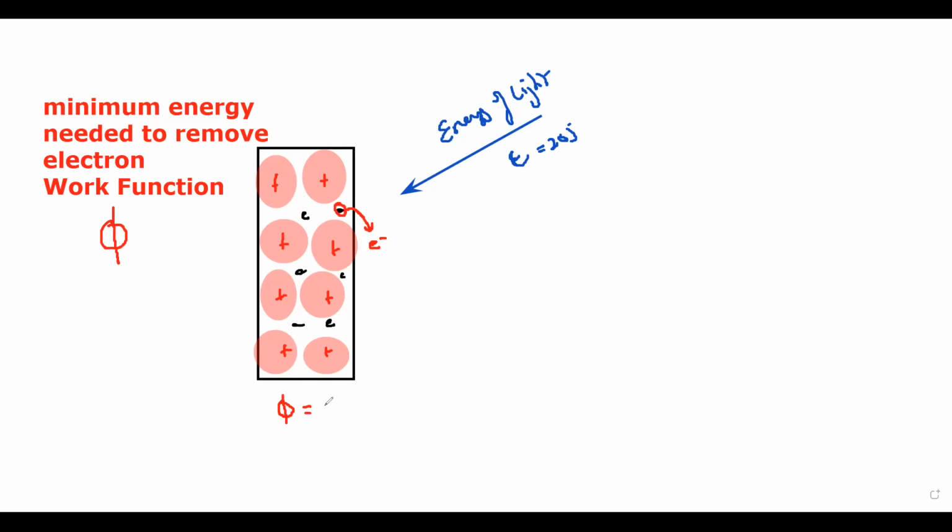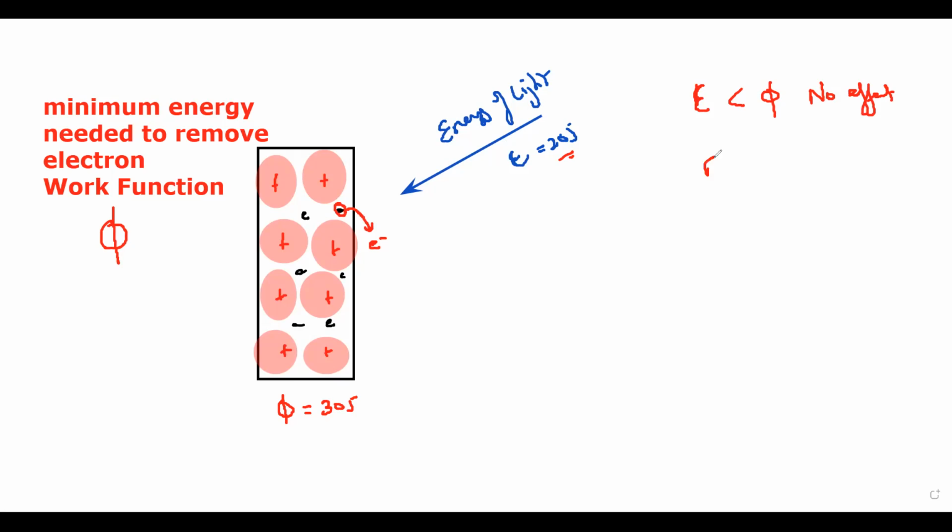So if the energy of the light is 20 joules, but for this metal the work function is 30 joules, will this electron come out? Work function means the minimum possible energy for an electron to come out. Light is supplying 20 joules, but this electron requires 30 joules to come out. So will there be a photoelectric effect? No. Whenever the energy of the incident light is less than the work function, there will be no photoelectric effect.